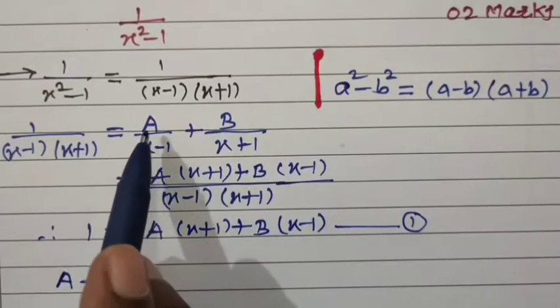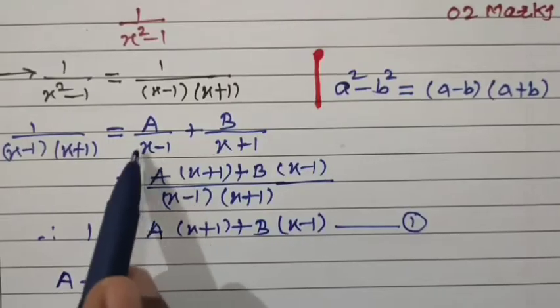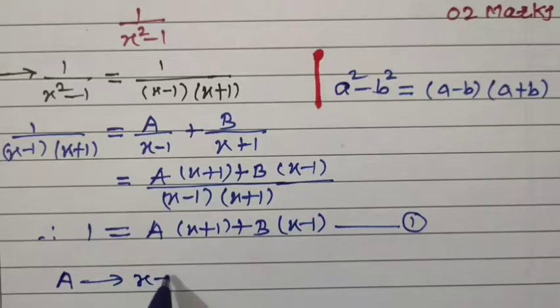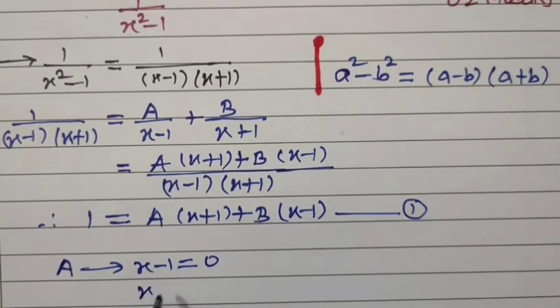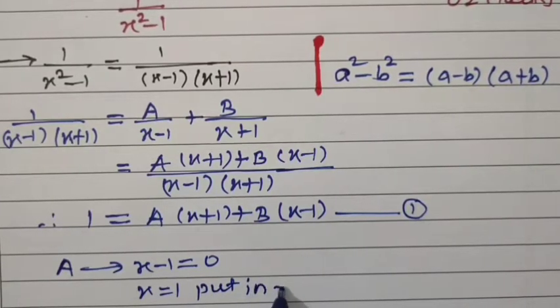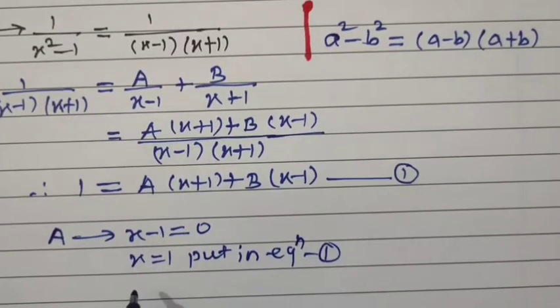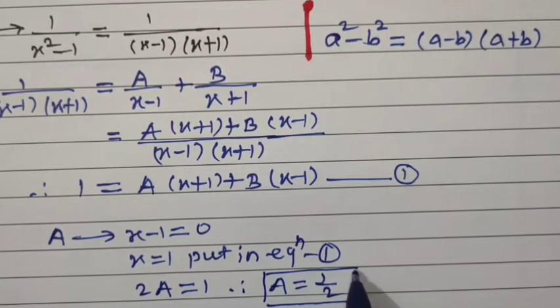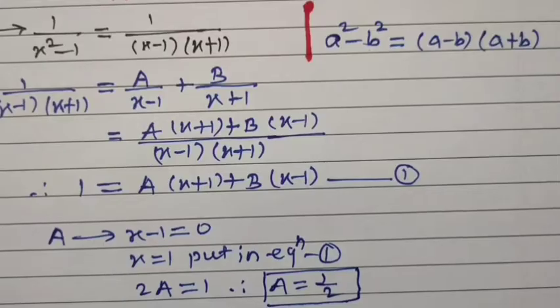Now to find the value of a, the denominator of the first term is x minus 1. Equate x minus 1 to 0. X minus 1 is equal to 0. This implies x is equal to 1, and this x equal to 1 we have to put in equation number 1. Hence we can write 2a is equal to 1. Taking this 2 on the right hand side, a is equal to 1 upon 2, and this is the value of constant a.